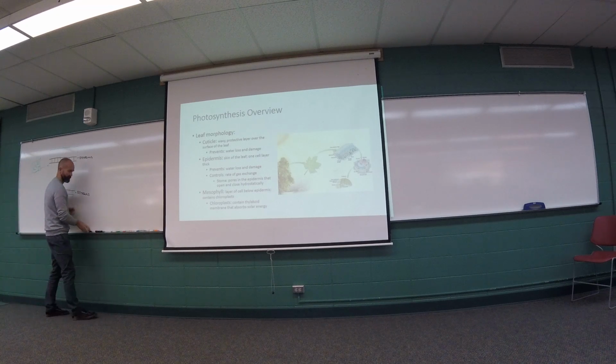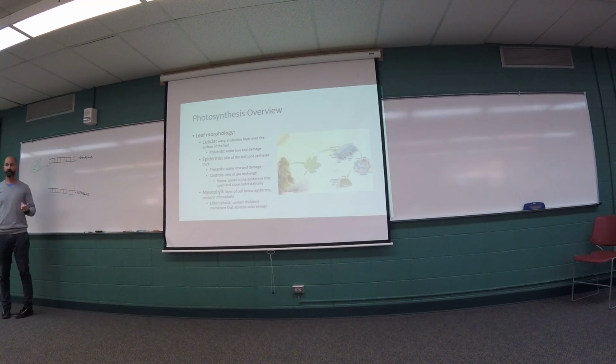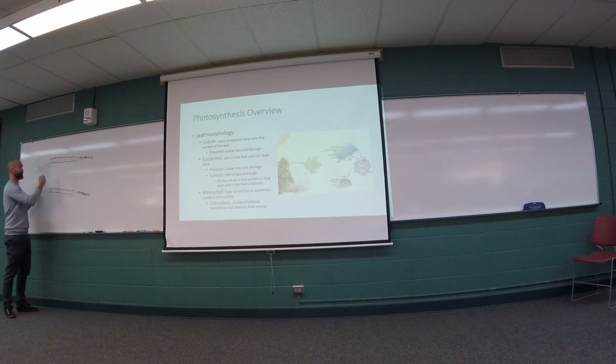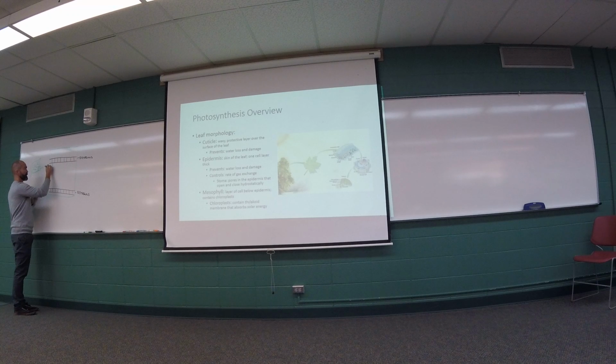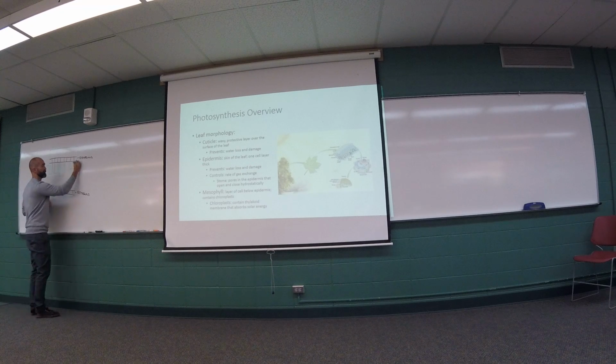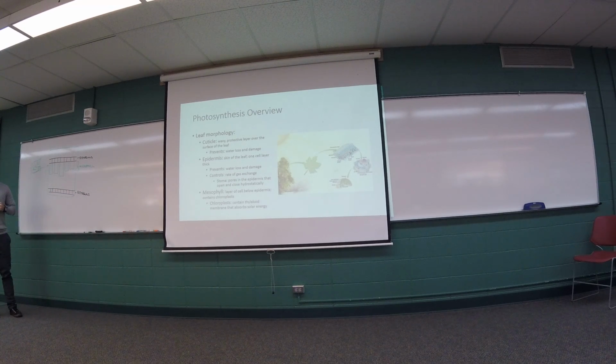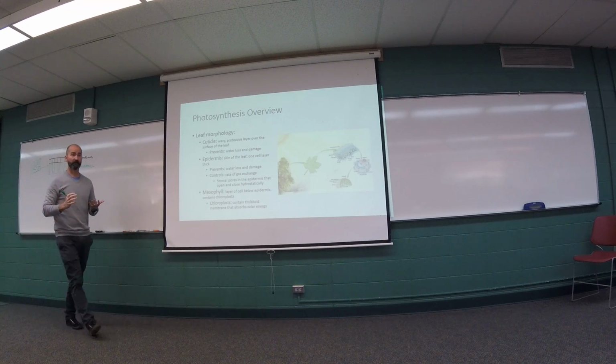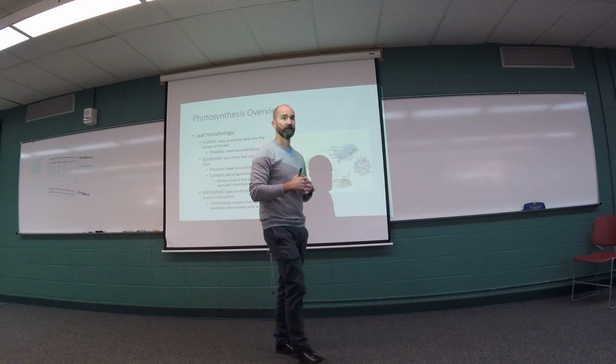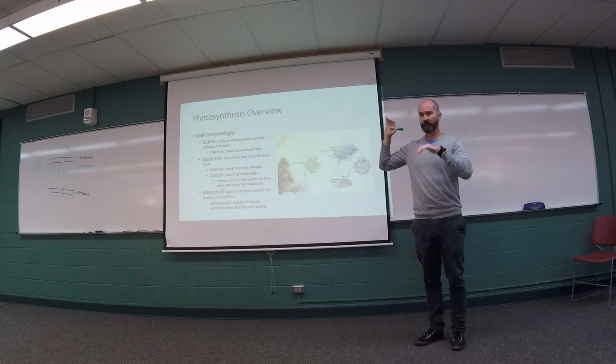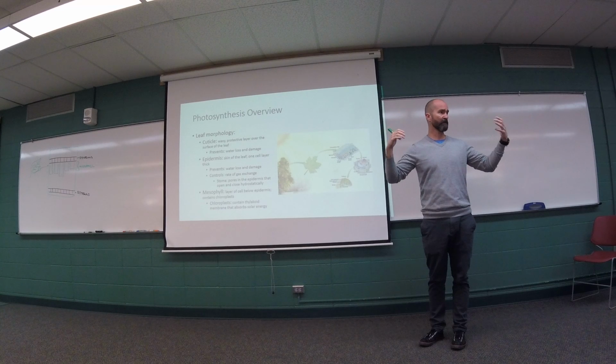Right below the epidermis, there is a series of tissues called the mesophyll. And the mesophyll cells are kind of long and cuboidal like this, but there's a lot of space in between adjacent mesophyll cells. That's mesophyll. Now the mesophyll tissue is where photosynthesis occurs. So those cells are all kind of spaced out, so they're not touching the adjacent cell.